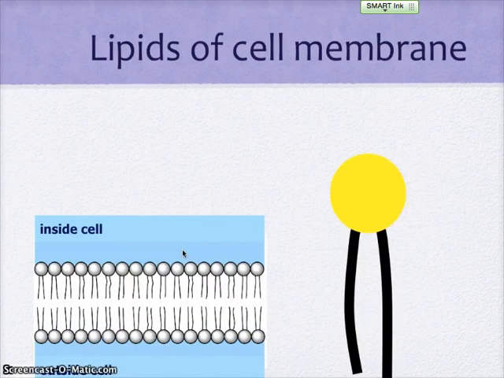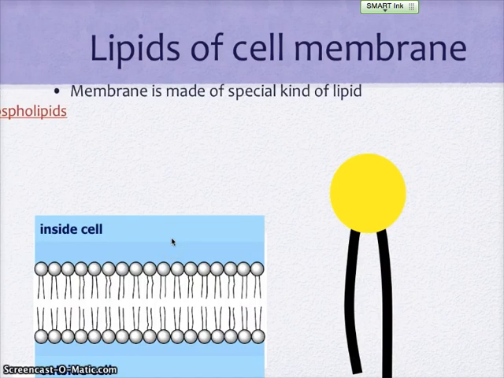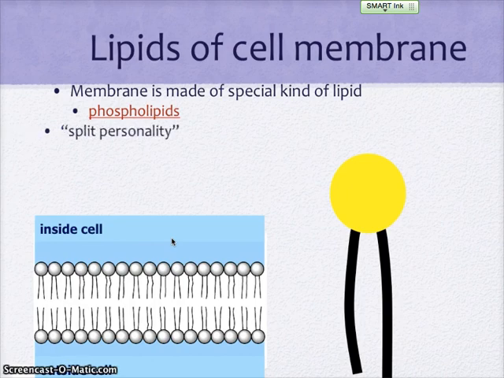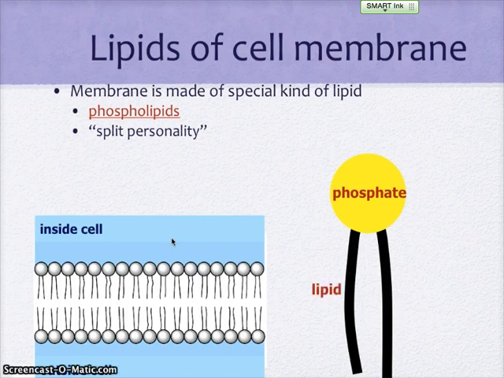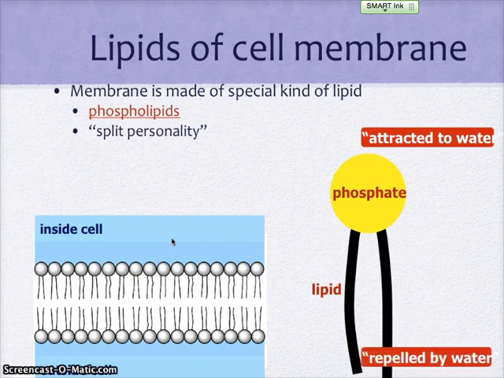Now let's zoom in. So we have lipids of the cell membrane. This is a zoomed in portion of the cell membrane. Notice it's kind of cut off, so it would continue all the way around the cell, inside the cell and outside the cell. Notice that it has two rows of circles, and attached to those circles are kind of these little legs. And then we're zoomed in on one on the right. So the kind of fat or the kind of lipid that a membrane is made out of is called a phospholipid. All right, and it basically has a split personality. The top part, the phosphate, and the bottom part, the lipid. The phosphate is attracted to water, while the lipid is repelled by water.